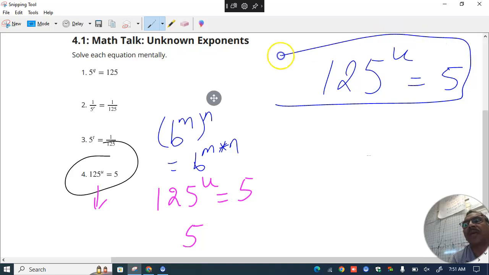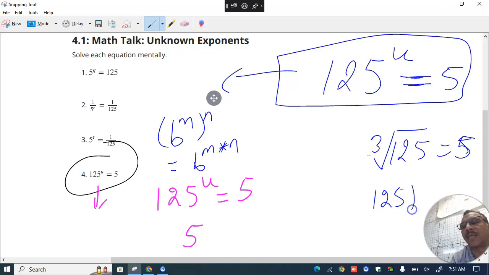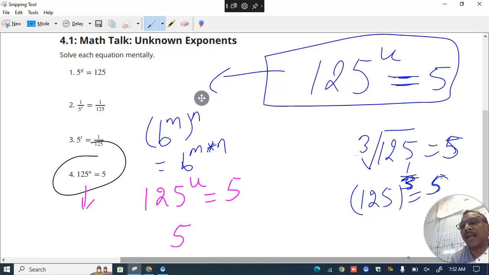Do you have to write all those steps? From your previous knowledge, you know that the cube root of 125 is 5. What it means is 125 raised to 1/3 is 5. See how it is? So that 5 that you see on the right side is the cube root of 125.